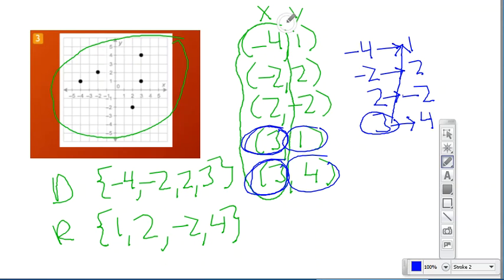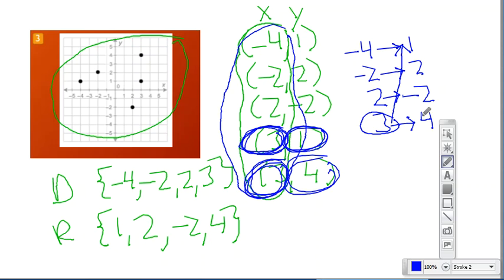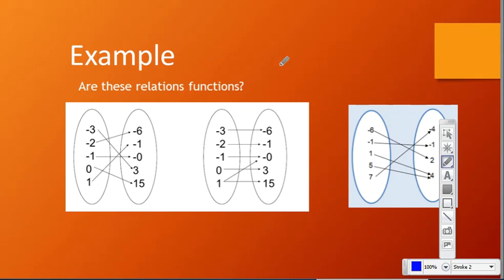Okay, for these inputs right here, we have the number 3 being paired with 1, and 3 is also being paired with 4. Okay, and it's really easy to see it with an arrow diagram. So that would not be a function. So let's look at a few more examples here, and let's just figure out if these would be functions or not functions.